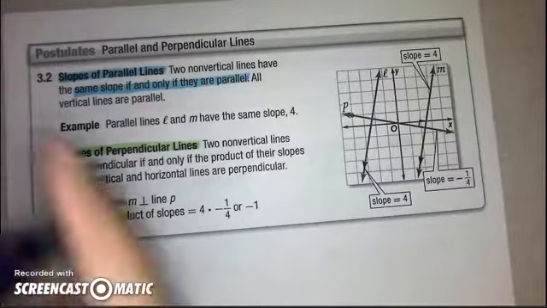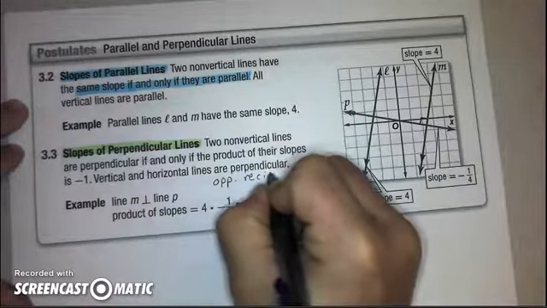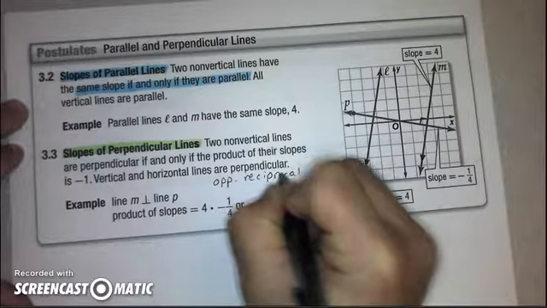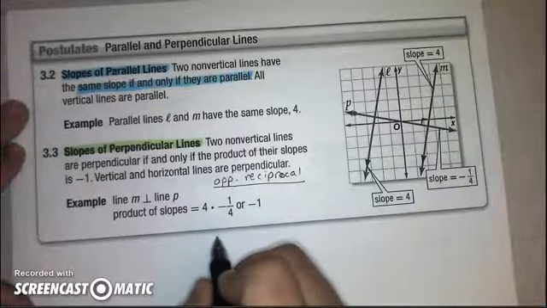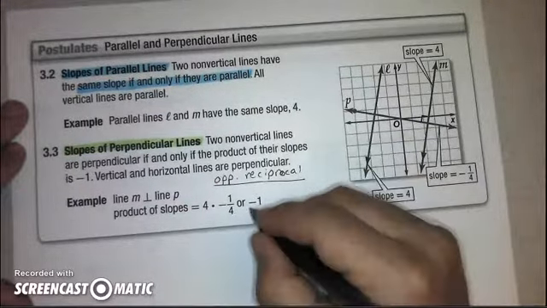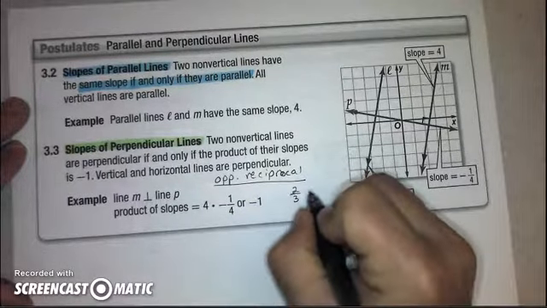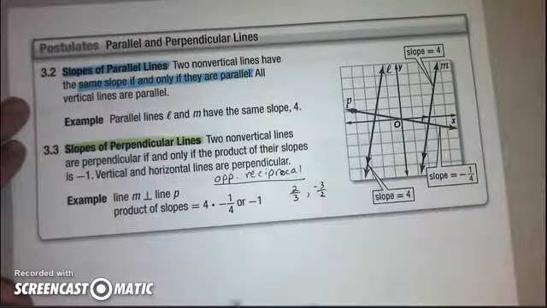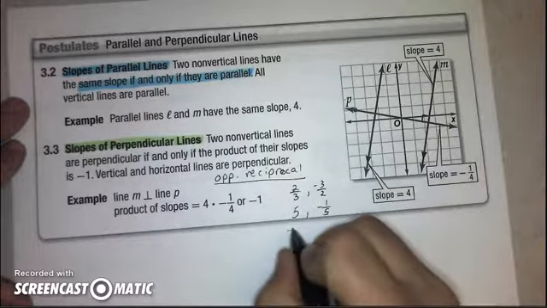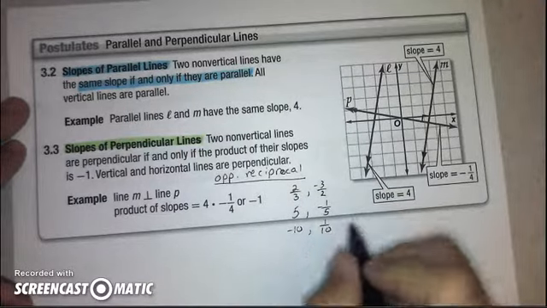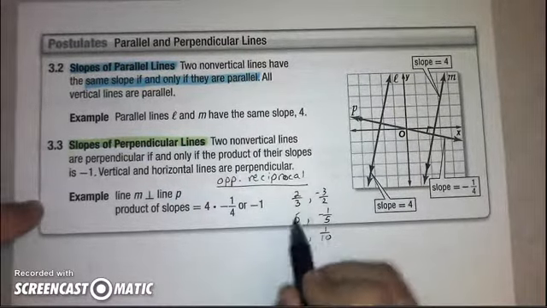Our key idea here is the phrase opposite reciprocal. Okay, slopes of perpendicular lines are opposite reciprocals, like 4 and -1/4. Okay, two numbers that multiply to a product of -1 are considered opposite reciprocals. So we could have 2/3 and -3/2. Or we could have 5 and -1/5. Or you could have -10 and +1/10. Those are all examples of opposite reciprocal slopes. Okay, and these would be slopes of perpendicular lines.